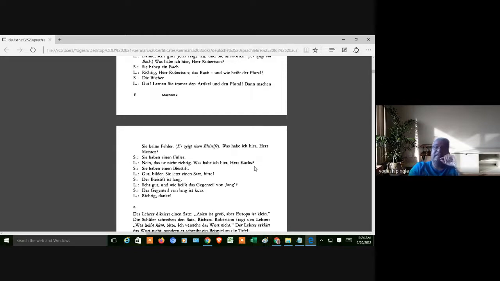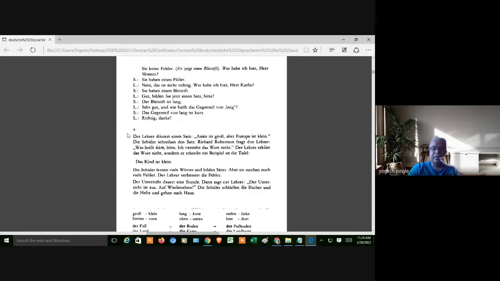Wie heißt das Gegenteil von lang? What is the opposite of long? Then he is giving the answer. Das Gegenteil von lang ist kurz, right? The opposite of long is short. Richtig, danke. Right, correct.